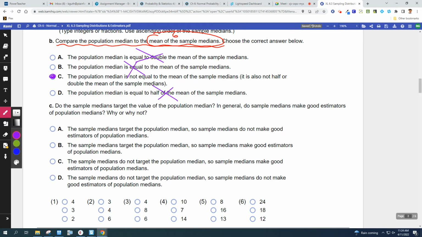C. So then we've got, do the sample medians target the value of the population median? That's just asking you if they're the same thing. And they're not. Part B just told us they're not equal. They're not the same thing. And so therefore it doesn't make a good estimator. So which one is that? Sample medians do not target the population median. So sample medians do not make good estimators. It's choice D.